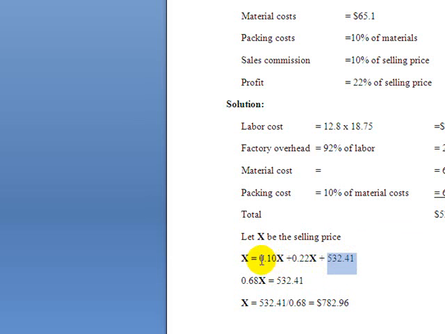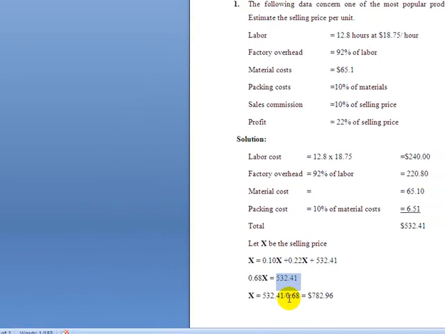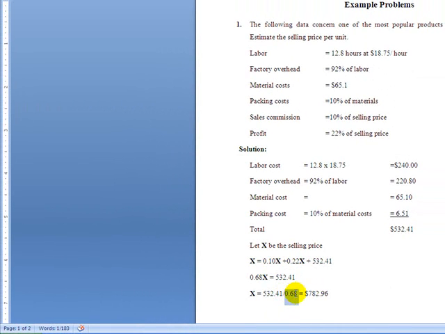If we transfer these two terms to the left hand side, X minus 0.1x minus 0.22x, you get 0.68x on the left hand side and 532.41 on the right hand side. Therefore X equals 532.41 divided by 0.68. The final answer, X, which is the selling price per unit, is $782.96. So that's going to be our final answer.